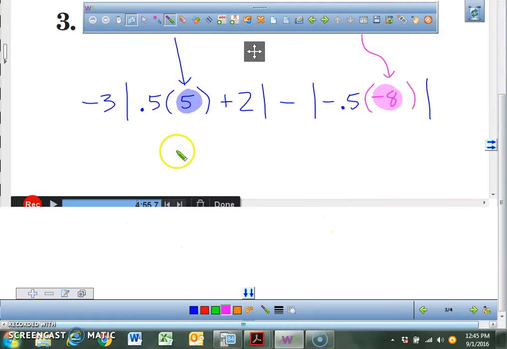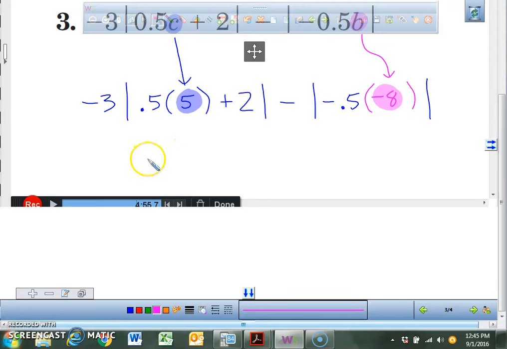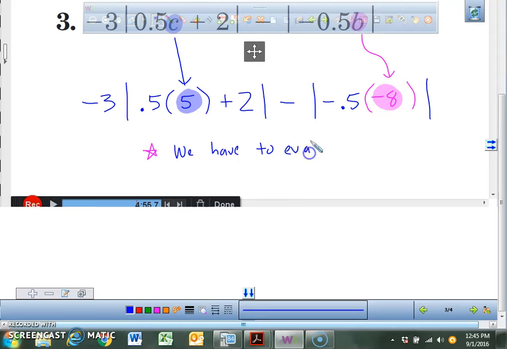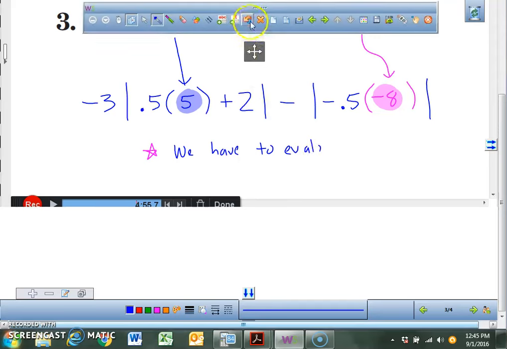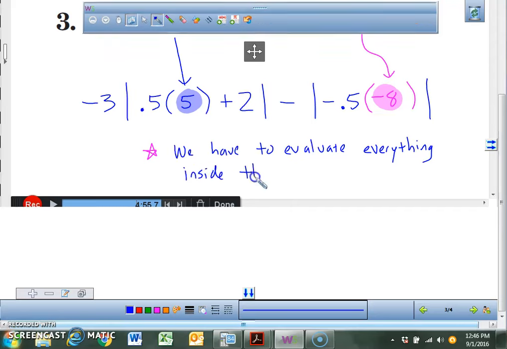Now, remember, we have to evaluate everything inside the absolute value first.